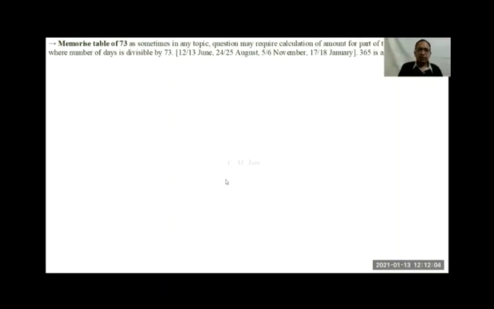If you remember, I told you this in class 11th also, you should memorize the table of 73. Why should you memorize the table of 73? Because 73 fives are 365, which is the total number of days in a year. Sometimes in any question which requires calculation of any amount for a period of the year, not for the whole year, the dates are given such that the number of days come in multiples of 73.